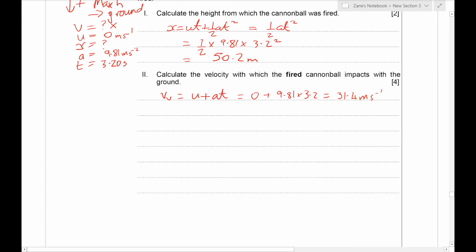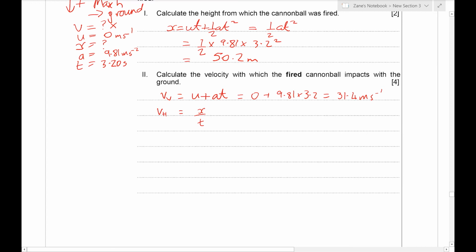Now, I've seen weak students stop at this stage thinking that they've solved the question because they found a final velocity, but this is only the vertical part of the velocity of the cannonball when it hits the ground. The cannonball is also moving horizontally. So we're going to need to find the horizontal component of the velocity of the cannonball.